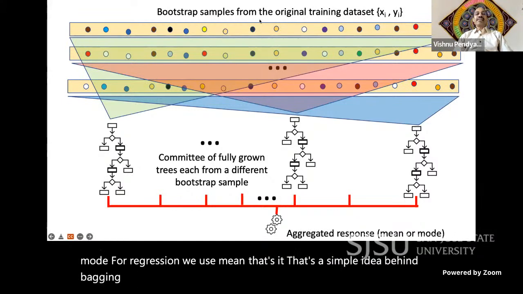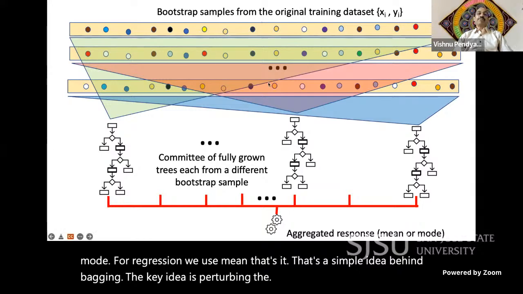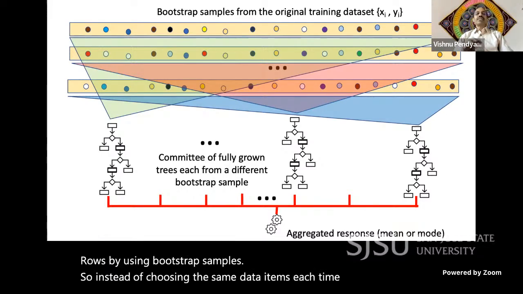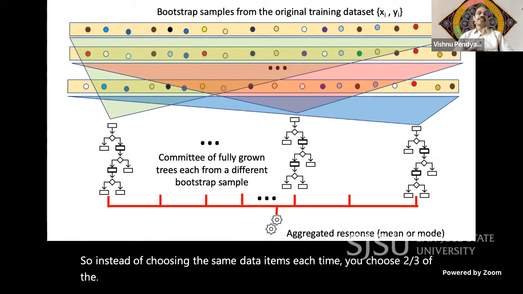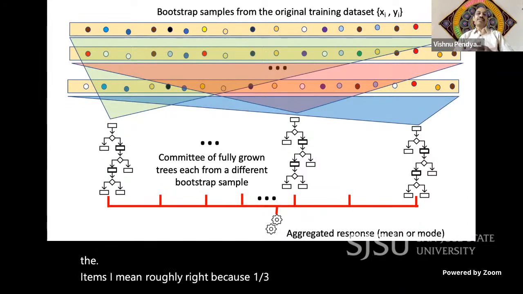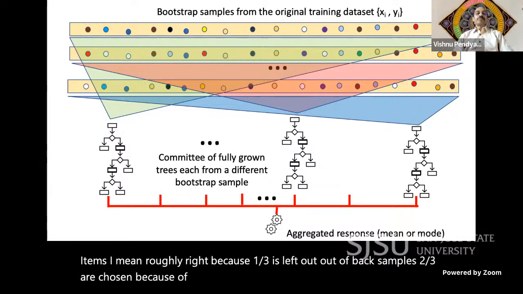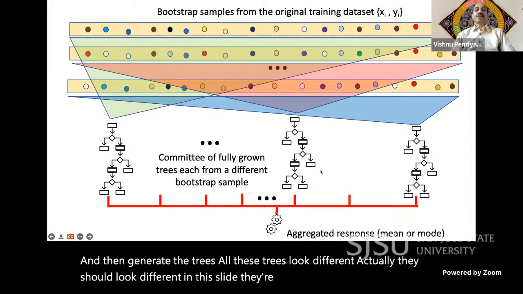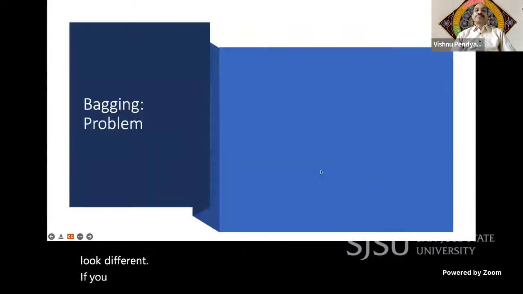The key idea is perturbing the rows by using bootstrap samples. So instead of choosing the same data items each time, you choose 2/3 of the items. I mean, roughly, right? Because 1/3 is left out as out-of-bag samples. 2/3 are chosen because of the bootstrapping technique. And then generate the trees. All these trees look different. Actually, they should look different. In this slide, they're looking similar, but they should look different if you have done it correctly.